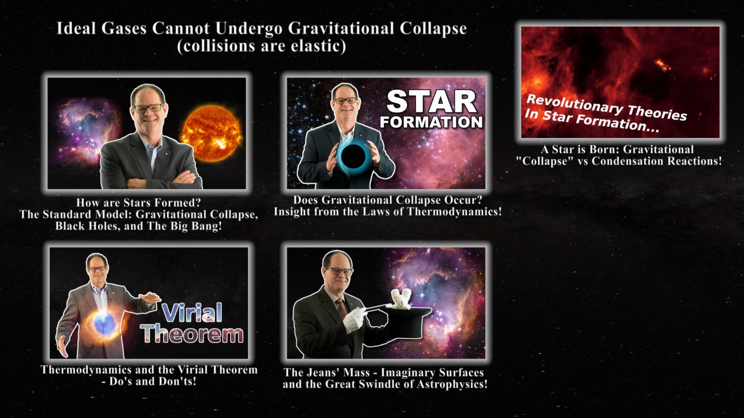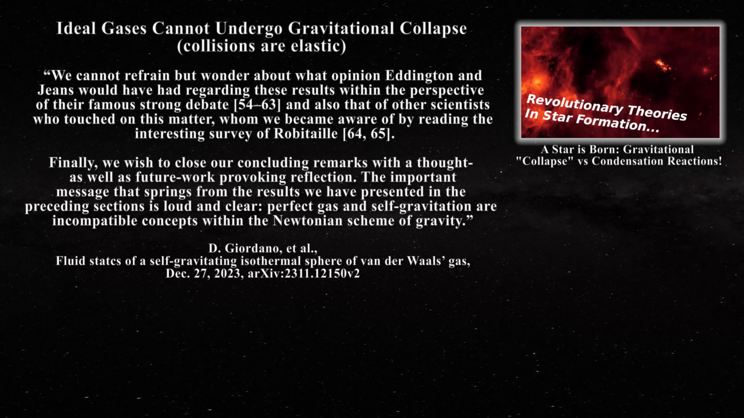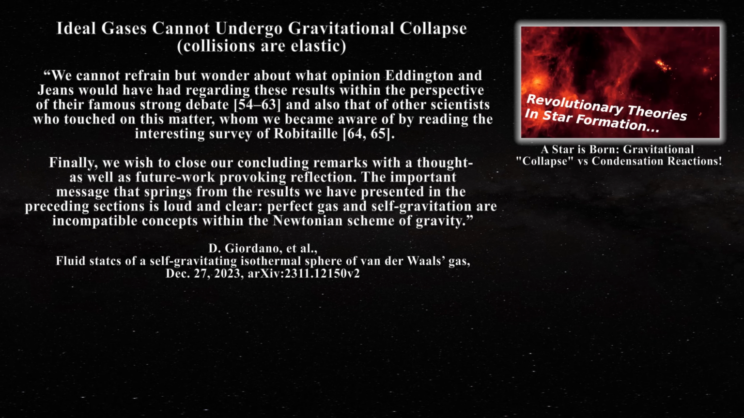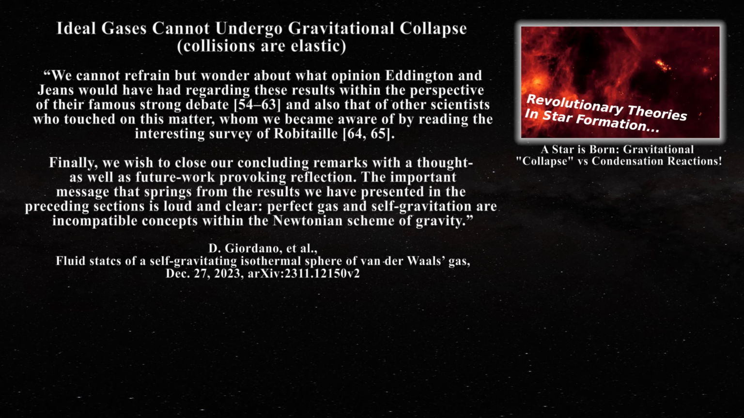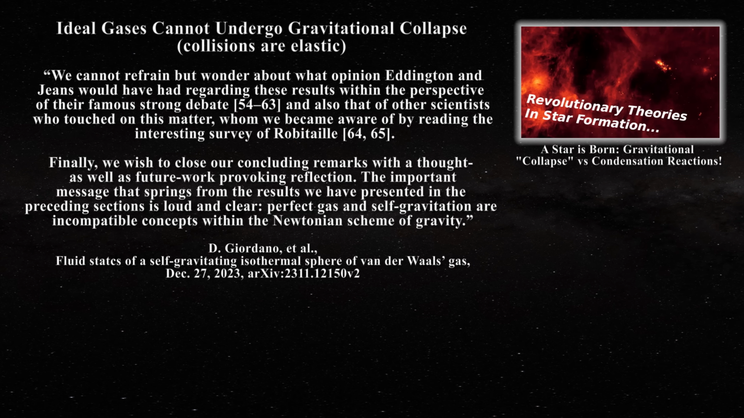I have repeatedly argued that gravitational collapse cannot take place in an ideal gas, and now here is an interesting quotation along these lines from another group of scientists. We cannot refrain but wonder about the opinion Eddington and Jeans would have had regarding these results within the perspective of their famous strong debate, and also that of other scientists who touched on this matter, whom we became aware of by reading the interesting survey of Robitaille.